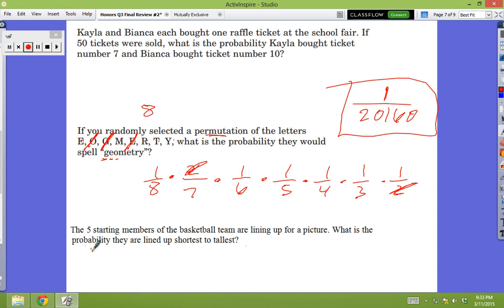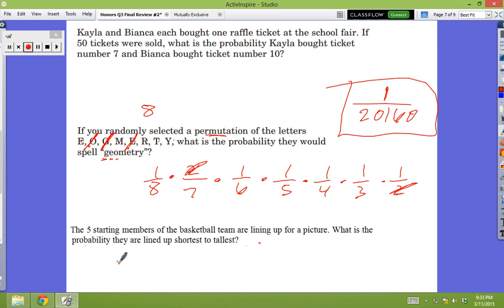Okay, the next one. The 5 starting members of the basketball team are lining up for a picture. What is the probability that they are lined up shortest to tallest? So the order matters, and this is the total permutations.